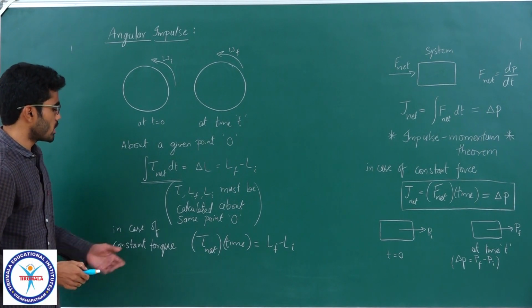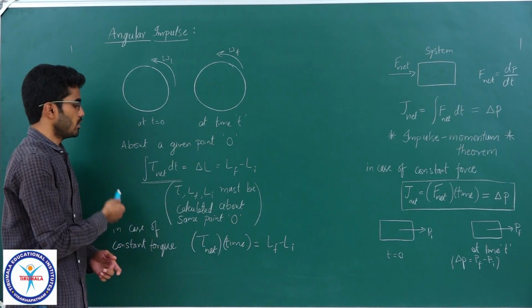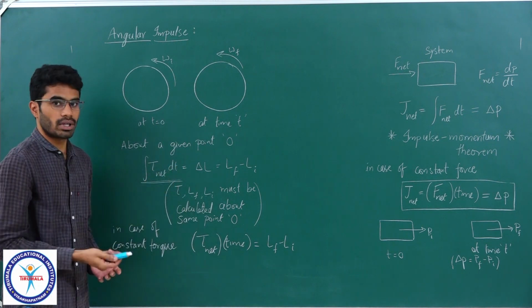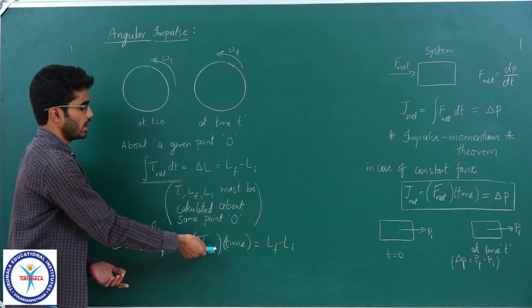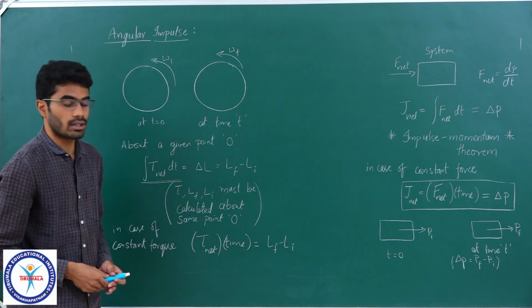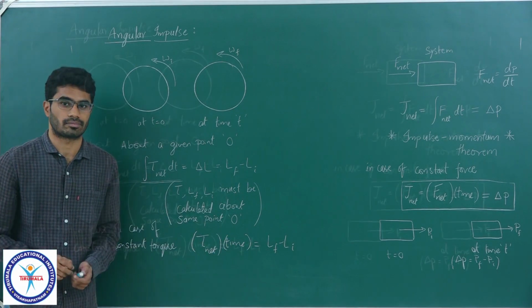In case of constant torques, again, in the integral of torque net dt, you can take the torque out of the integral. So, torque net into time will give you the change in angular momentum of the system.